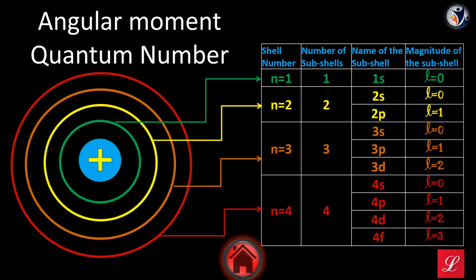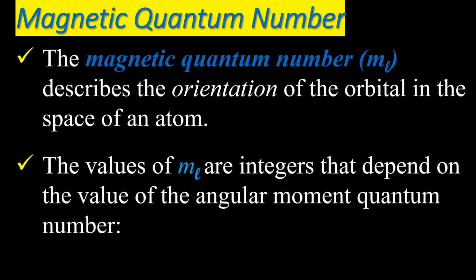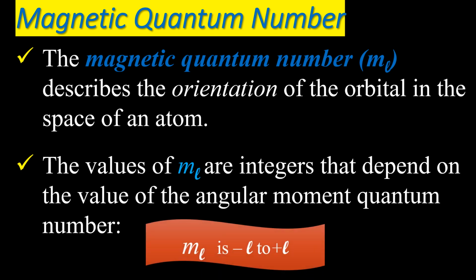Now coming to the magnetic quantum number. Let us see the magnetic quantum number now. The magnetic quantum number ML describes the orientation of the orbital in the space of an atom. We saw where the electron will be, in which orbital it used to be in the first shell. In that orbital, in which orientation it should be is described by the magnetic quantum number. The values of ML are integers which depend on the value of the angular momentum quantum number. That is, ML is minus L to plus L.